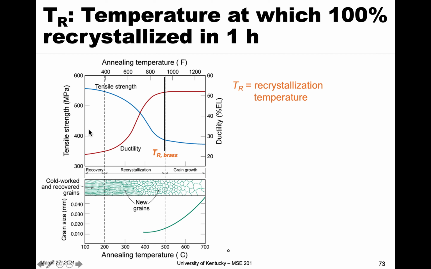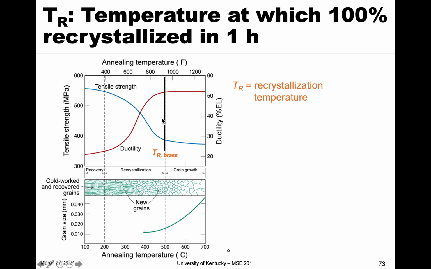All right, so typically in the literature and in resources, you'll see what's known as the recrystallization temperature, or T sub R. This is the temperature at which 100% recrystallization has occurred in 1 hour. If we look at the process here, it shows the structure. These are the cold worked grains. They've been elongated, and then you see that you're starting to form new grains, right? And this is basically the end of recrystallization, when all of those new grains have taken over.